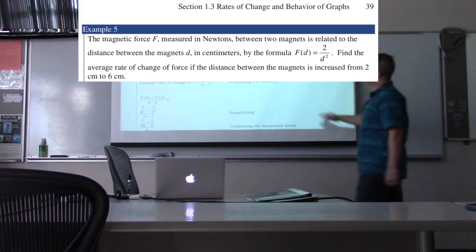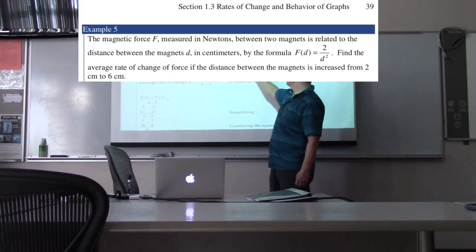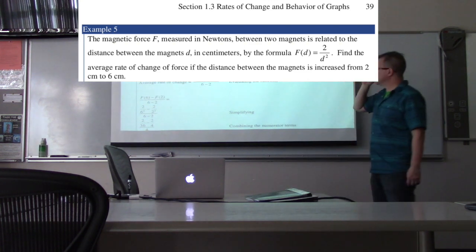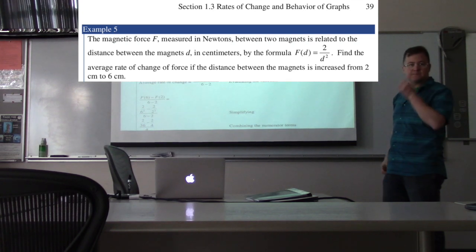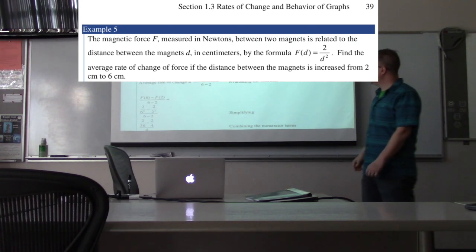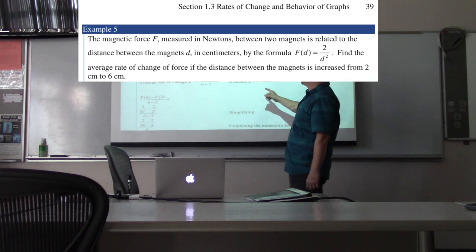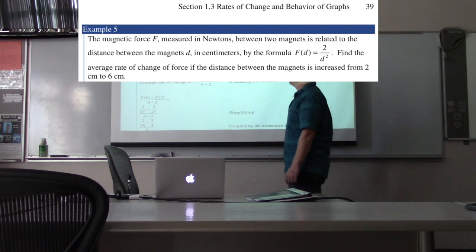It says here to find the average rate of change of the force if the distance between the magnets is increased from 2 centimeters to 6 centimeters. And we are computing the average rate of change.